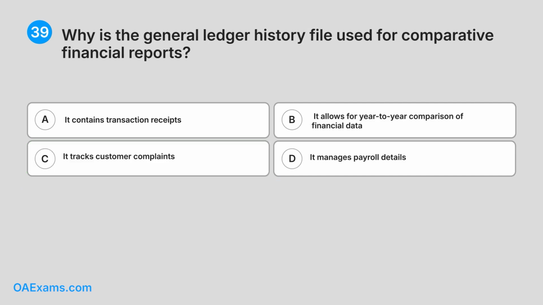39. Why is the General Ledger History file used for comparative financial reports? A. It contains transaction receipts. B. It allows for year-to-year comparison of financial data. C. It tracks customer complaints. D. It manages payroll details. What do you think is the answer?